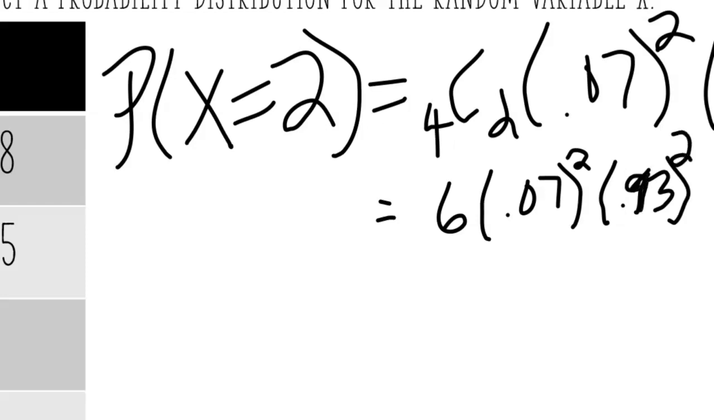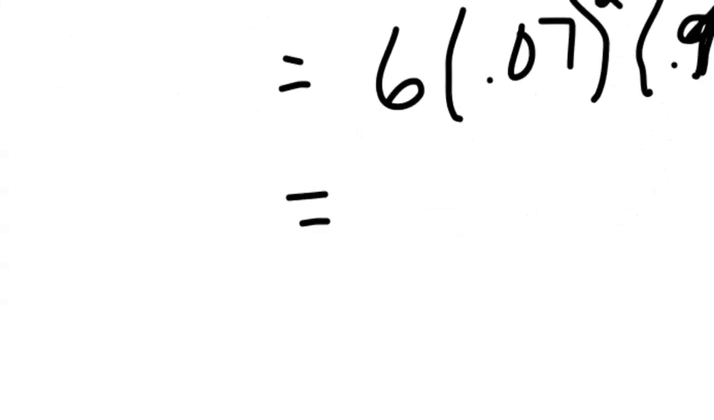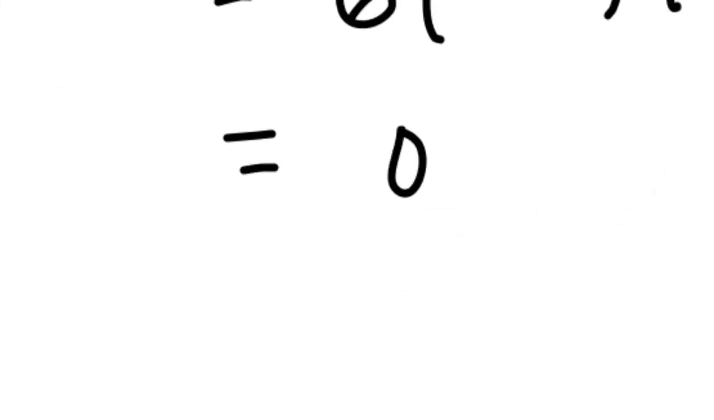If you multiply that all out, depending on what kind of calculator you have, you can enter it in straight, or you could do it piece by piece, do the 0.07 to the second and the 0.93 to the second, multiply those together, and then multiply by 6. You end up getting 0.025. I don't know why my screen keeps zooming in, but 0.025 is what you end up getting for the probability of x equal to 2.